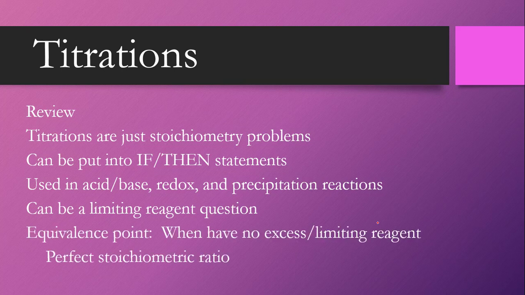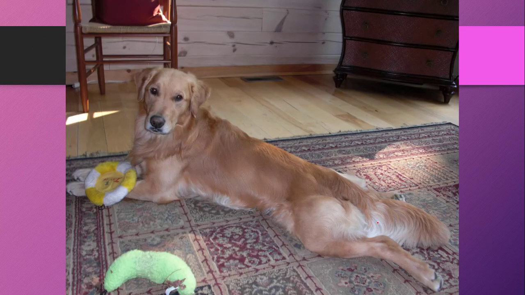And we talk about the equivalence point. When you have no excess or limiting reagent, so it's a perfect stoichiometric ratio, and for an acid-base, we call that neutralization. And that's titrations.